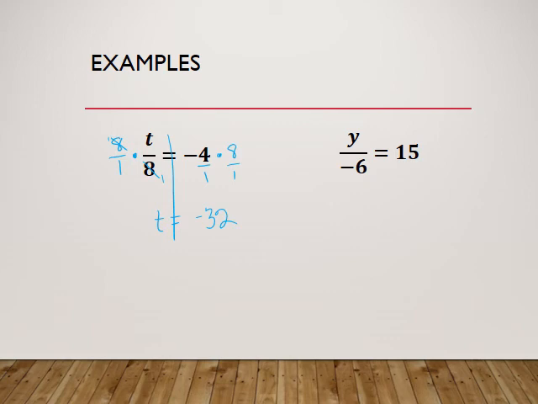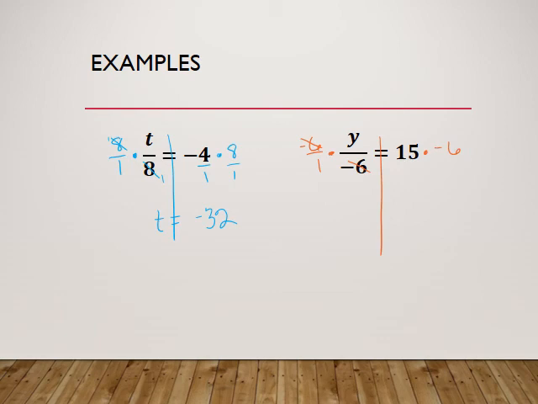Okay, what about that last question there, guys? You have y divided by negative 6 equals 15. So I need to multiply by negative 6 over 1 so that I can cross cancel, leaving me with just y over 1, or y. And whatever I do to one side, I have to do to the other.